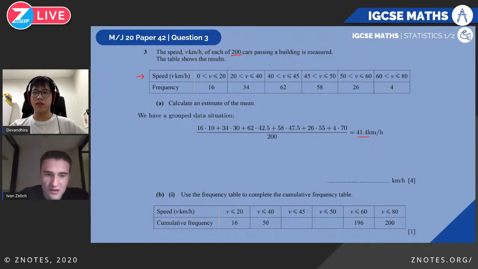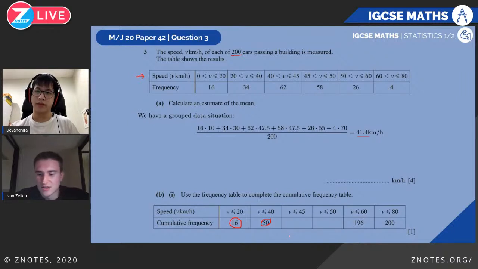Cool. Okay, so now we have to use the frequency table. This is part B, complete the cumulative frequency table. The cumulative frequency, as I mentioned, is you keep adding frequencies, a running total. So we have 16 here. If V is less than 20, then it's 16. If V is less than 40, then it's 16 plus 34, which is 50.